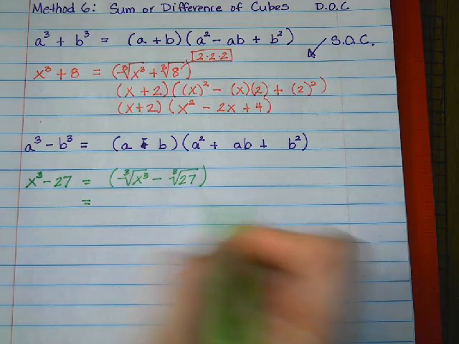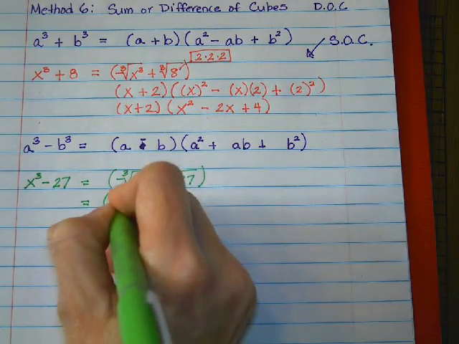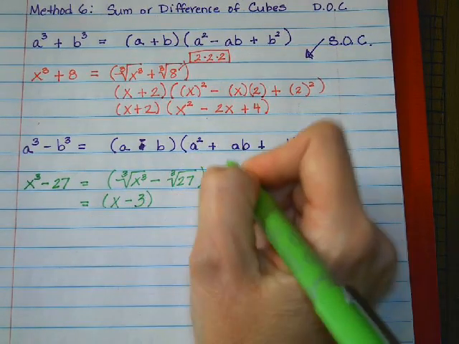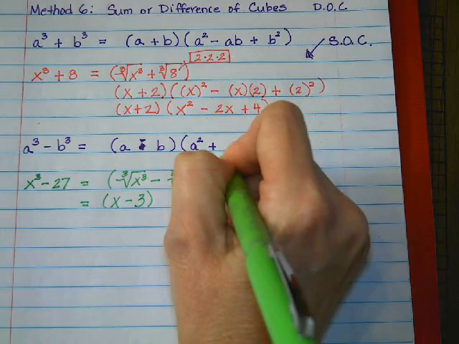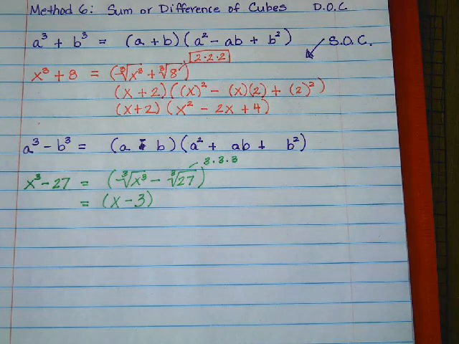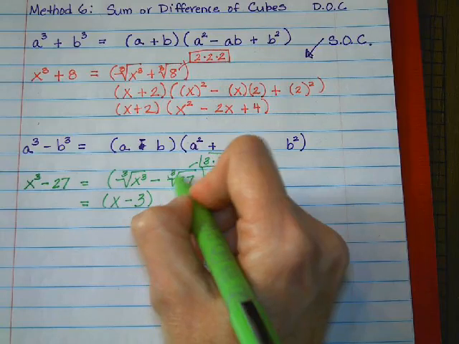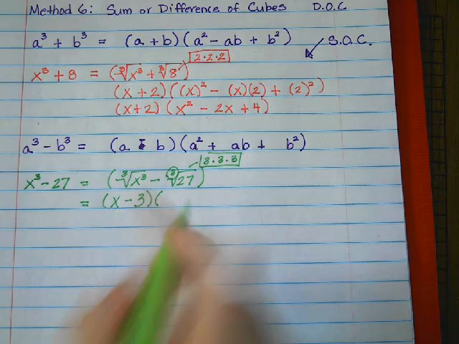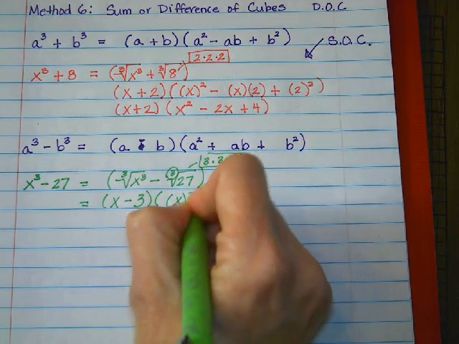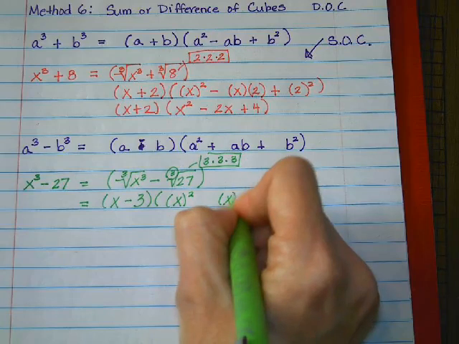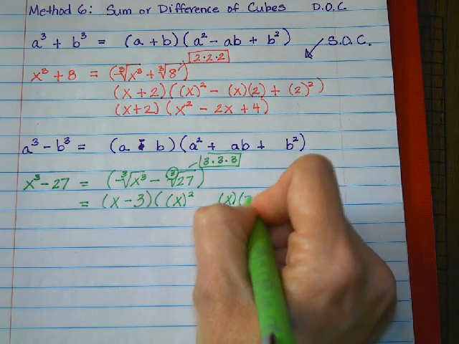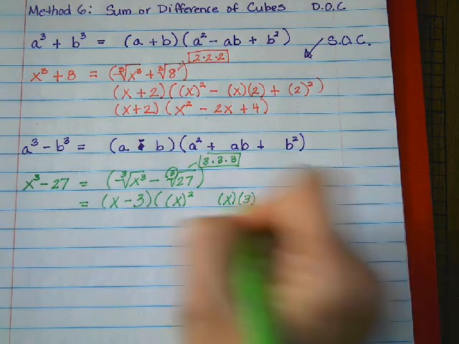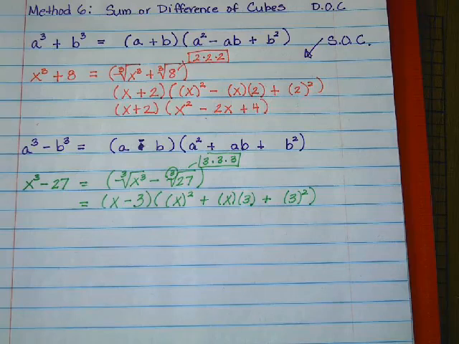So now the cube root of x cubed is just x. And the cube root of 27 is 3. And that is because 3 times 3 times 3 is 27. And notice that we have three 3's. That's why we have a 3. Now we're going to use this to finish out. We're going to take our a value, which is x, and square it. We're going to take our a value times our b value, and then we're going to take our b value and square it. And then we'll put in our sign, so it'll just be plus plus.